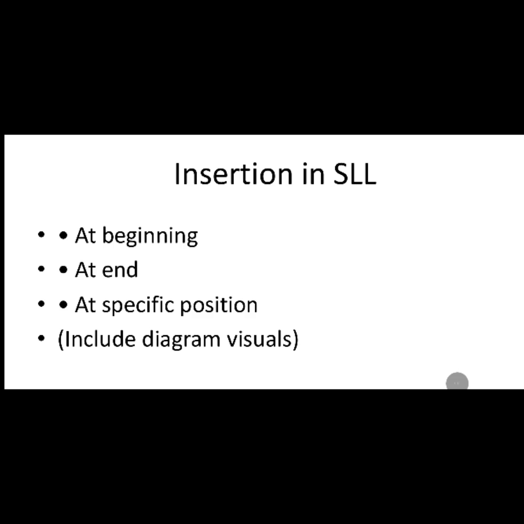Then insertion at end. Traverse to the last node and set its pointer to the new node. These are the two steps that should be followed for insertion at end. While coming to insertion at a specific position, the following steps should be taken. Traverse to the node before the desired position and update pointers accordingly. These are the two steps that we should take to insert a node at a specific position perfectly.